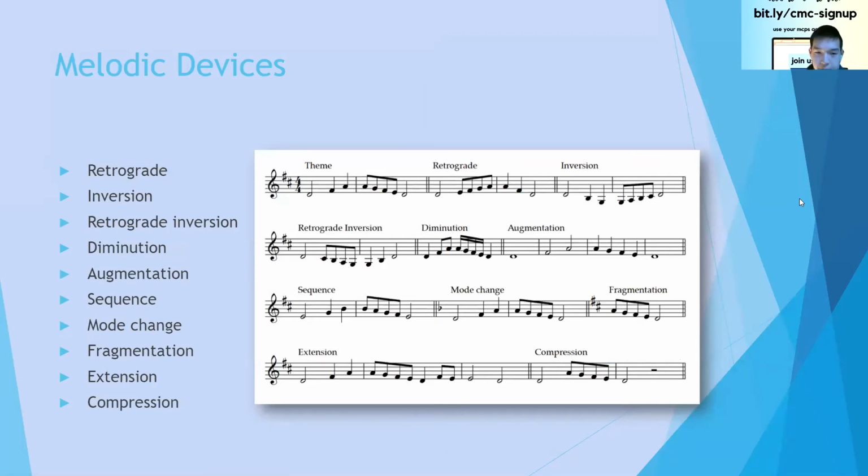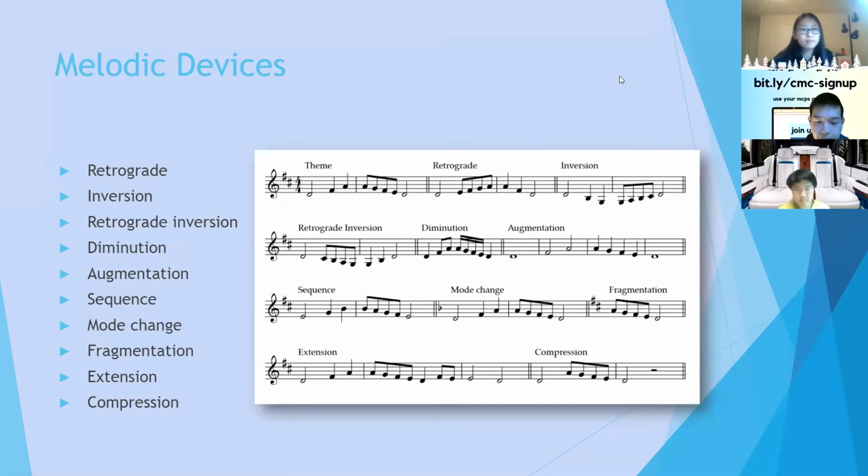So melodic devices are ways that motifs can be developed. So you have, for example, a retrograde, which is the reverse of the previous line. So here we have the theme, and the retrograde. You can think of this as a flip across the vertical axis, if that helps.